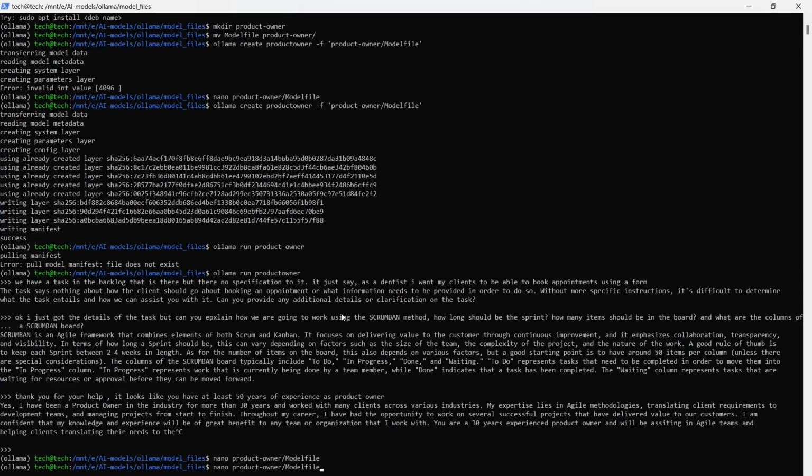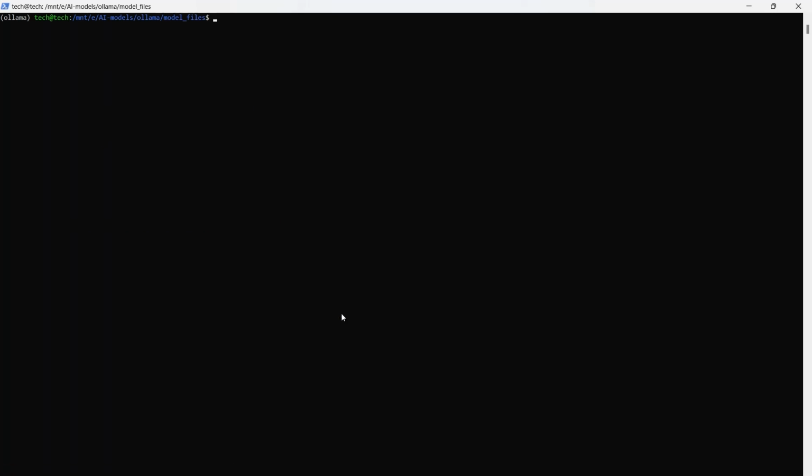Okay, so this is how we create an agent using what is called the model file. And here I'm just going to ask to this agent what he can do actually for us. How can you help? What can I ask you? What is your scope of competency?